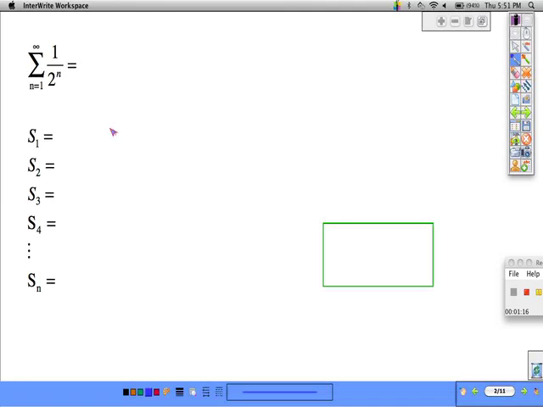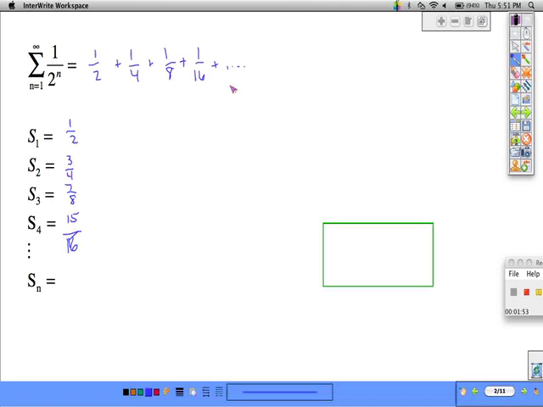We could expand this out. This is 1/2 plus 1/4 plus 1/8, and so on. This is an infinite series. The first partial sum would be 1/2. The second partial sum, 3/4. The third partial sum is 7/8. The fourth partial sum is 15 over 16, just adding up the first four terms.